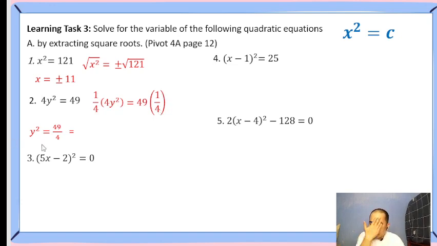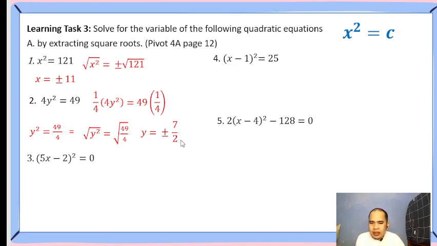So we have now, extract the square root. So we have now square root of y squared is equal to square root of 49 over square root of 4. Then we have now y is equal to positive negative 7 over 2. Paano po naging 7 over 2? Square root of 49 is 7. Square root of 4 is 2.